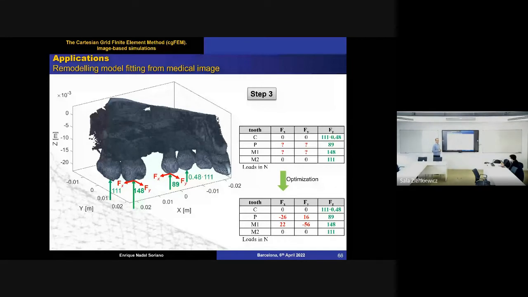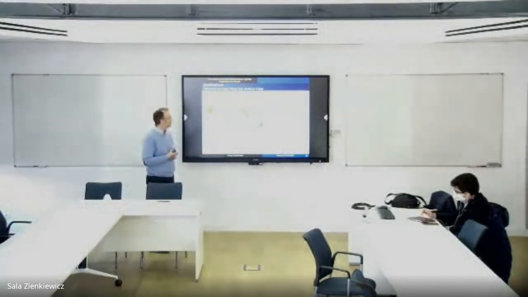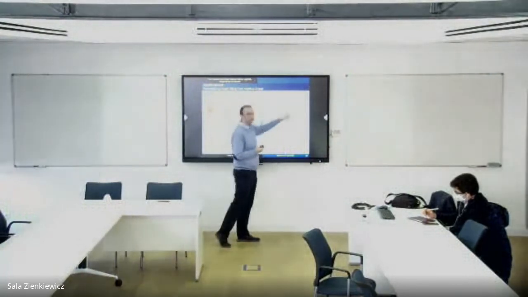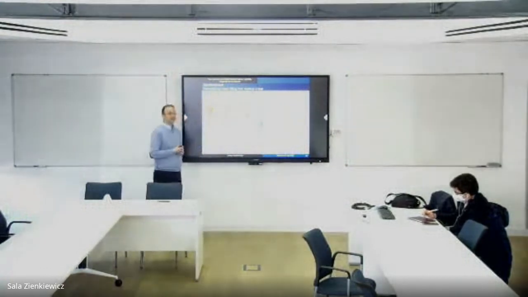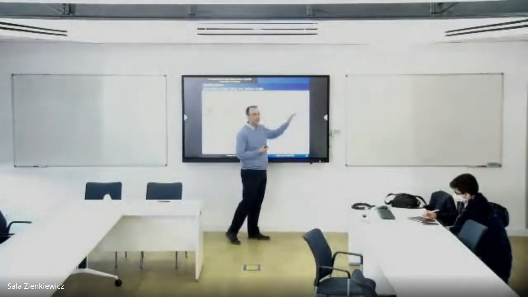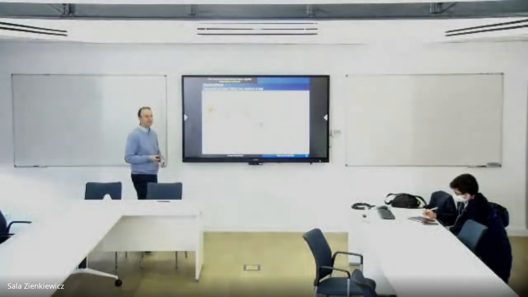Well, what about the results? Here in the first line, we obtain how the region of interest varies in time if we use the loads in the bibliography. We observe that the density in the region varies a lot if I run the remodeling process. If I use the optimized loads, in time, I see that the variation of the density is still a variation, but is smaller than the variation of literature loads for this patient. Why? Because these loads are adapted or are equivalent to the real one for that patient.